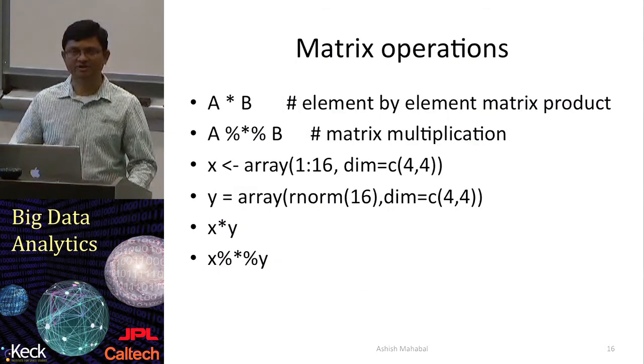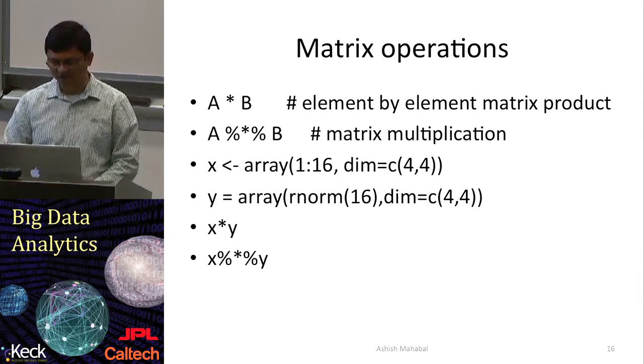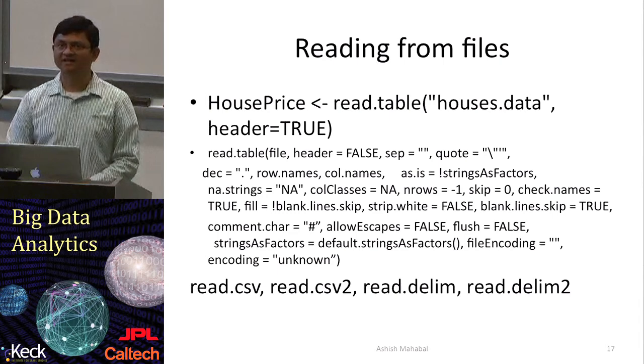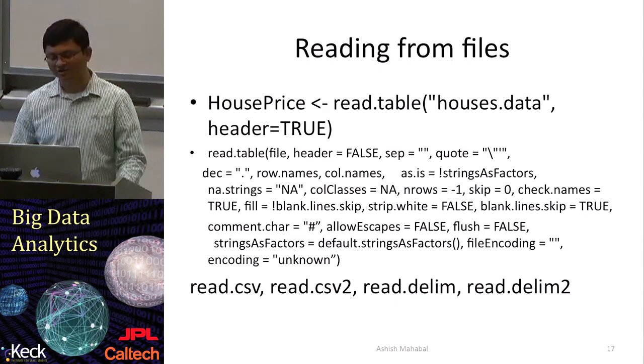Then there are matrix operations. You can simply do A star B element by element matrix product, or you can do matrix multiplication. Again, look at the slightly quirky ways this is used, percent star percent for matrix multiplication. And there are a large number of matrix operations that you can do. I mentioned earlier that reading a file through read.table that we did, you can look at help of that and you can see lots of various keywords that you can use with that. There are some built-in ones to specifically read.csv, read.csv2, and so on, so you should also look at that.